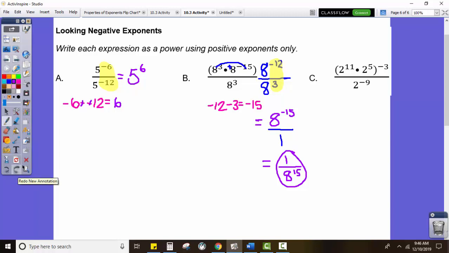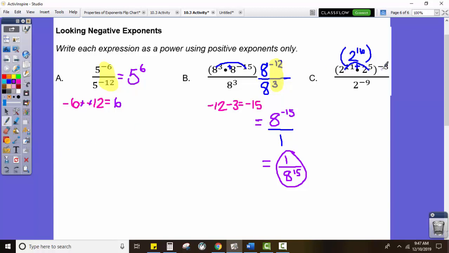And last one, C. So I have some parentheses here that I have to simplify, and then I have to raise that to the negative third power, and then lastly divide it by 2 to the negative ninth. So I'll simplify the parentheses. 2 to the 11th times 2 to the 5th. Multiplying powers, the rule is to add the exponents. So 11 plus 5 is 16. So this simplifies to be 2 to the 16th.